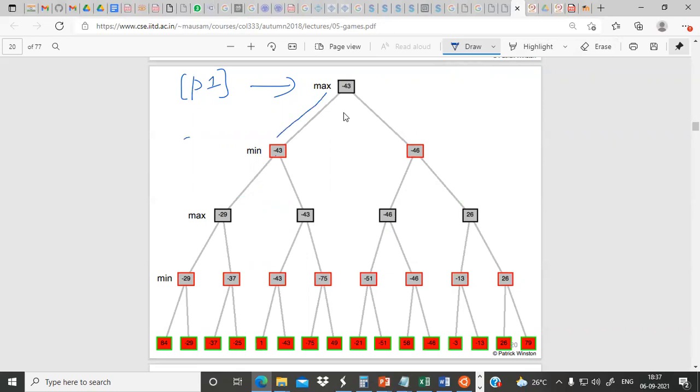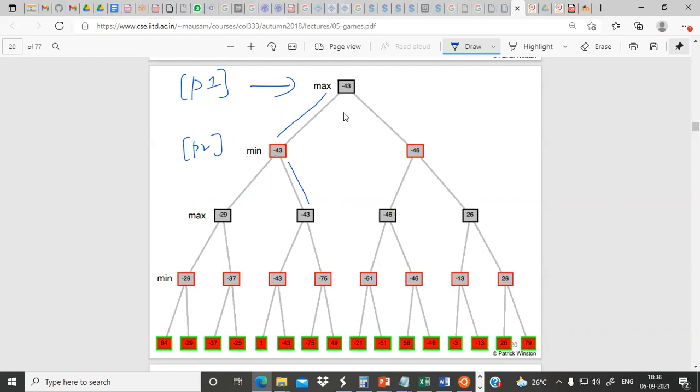Next, this is player two's choice. Player two will try to minimize. He wants to minimize the chance of winning. So again, player two will make this move, right? Because player one wanted to maximize, out of minus 43 and minus 46, player one has chosen the highest number, minus 43, so it came here. But player two wants to minimize. Out of minus 29 and minus 43, minus 43 is the minimum value, so it moved here.